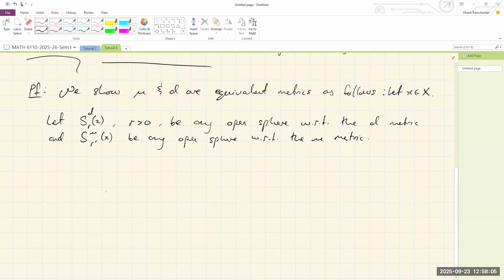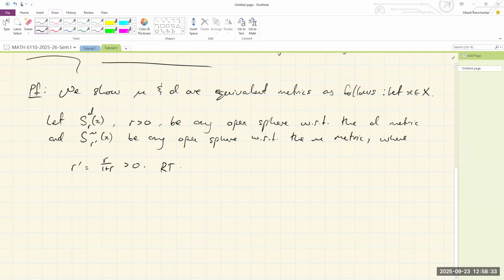In terms of this example, the way to choose r prime is given like this, where r prime, in this case, I'm going to choose r prime to be, so we are given r. So I'm going to choose r prime to be r over 1 plus r. Okay, and of course, this is bigger than 0.